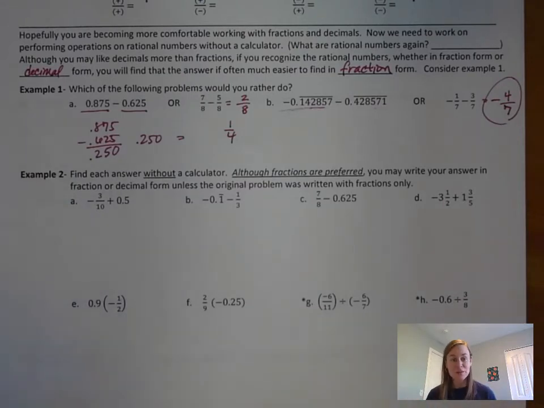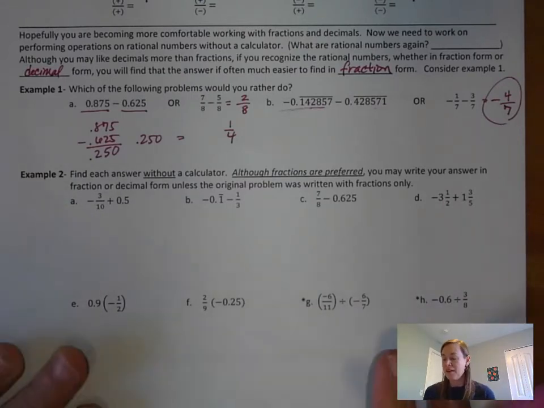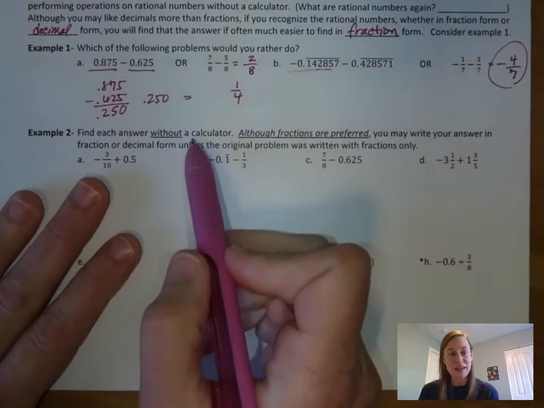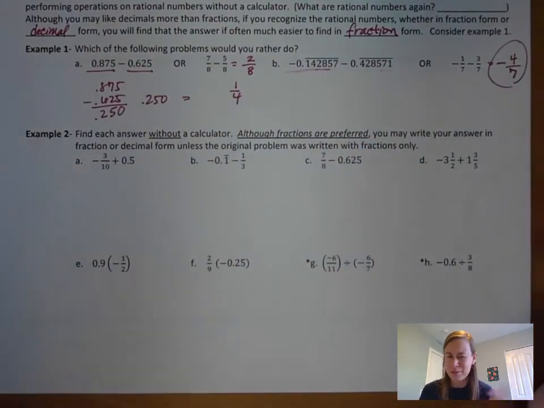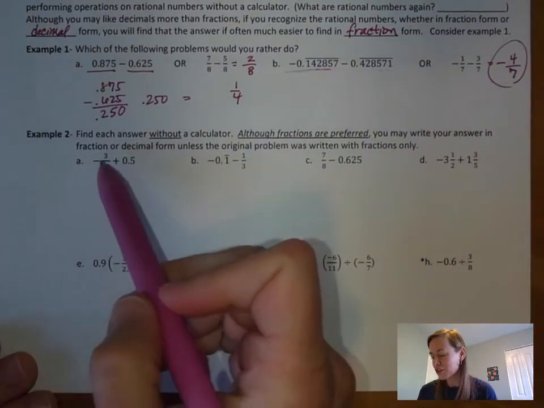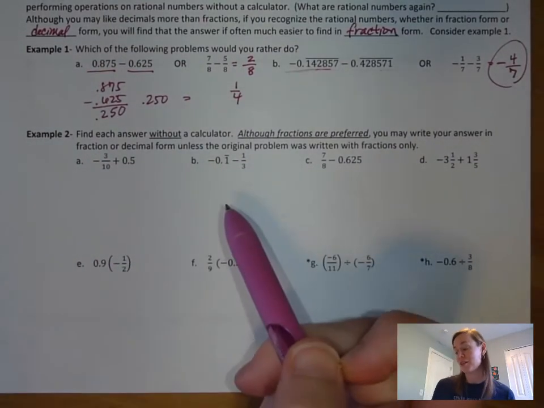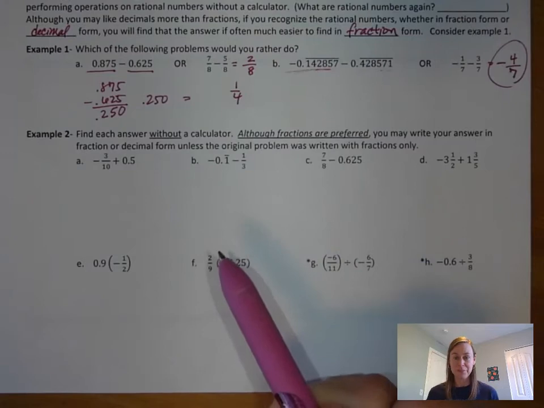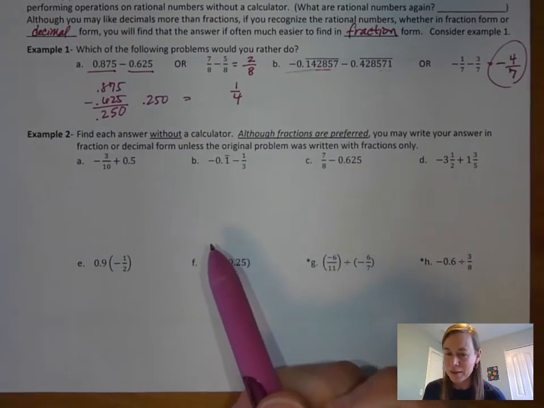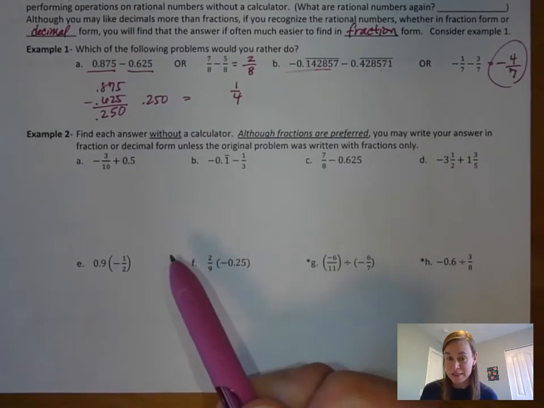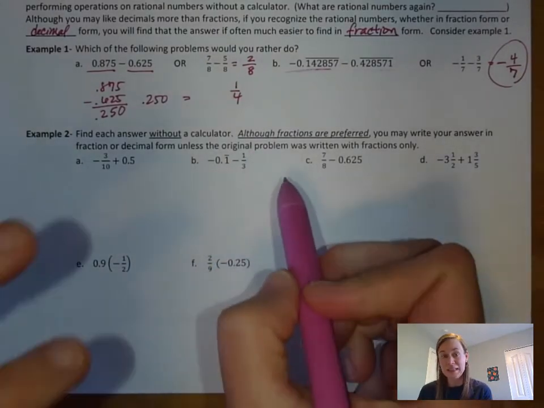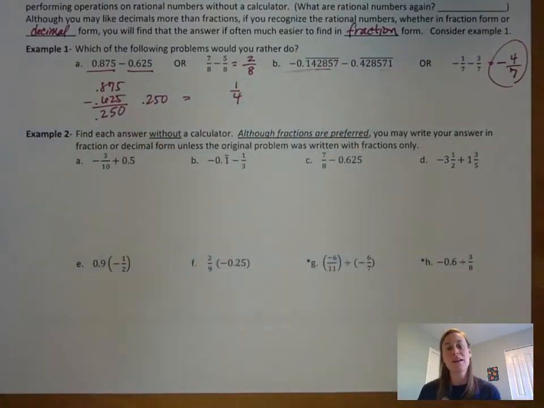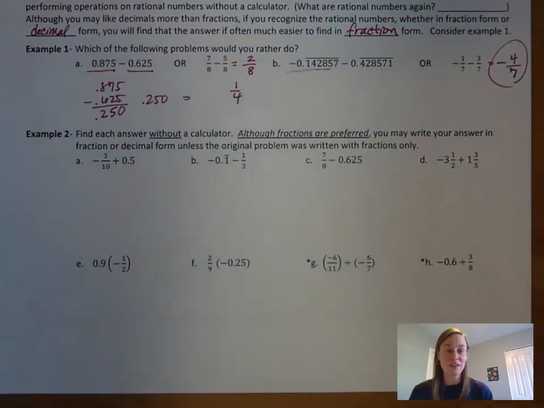Not always. Let's go on to example 2. Find each answer without a calculator. Although fractions are preferred, doesn't really matter that much. You may write your answer in fraction or decimal form unless the original problem was written with fractions only. This kind of thing is going to just depend on how particular your teacher is about this. I'm not super particular about it, but when the directions explicitly say write it with fractions or write it with a decimal, then make sure you do that, okay?